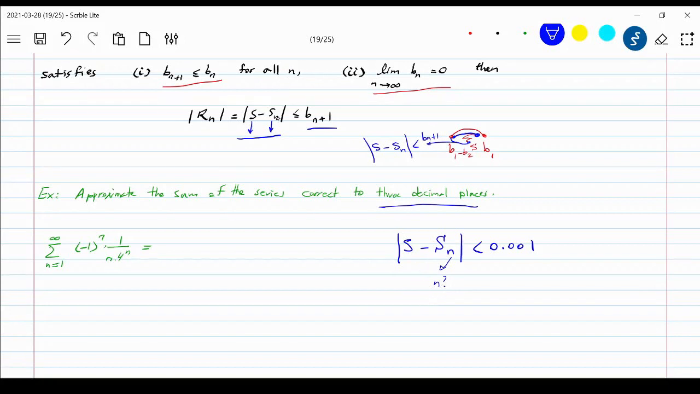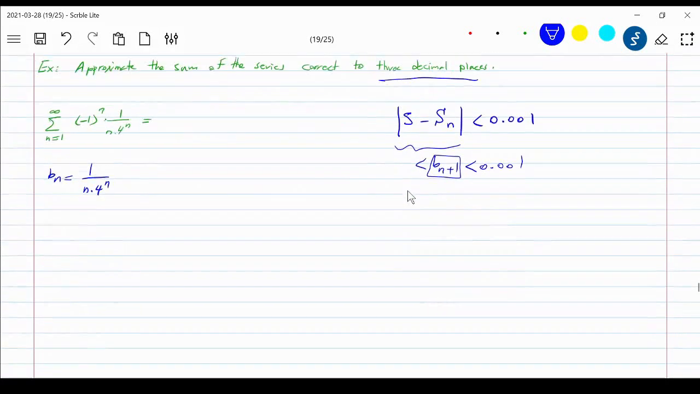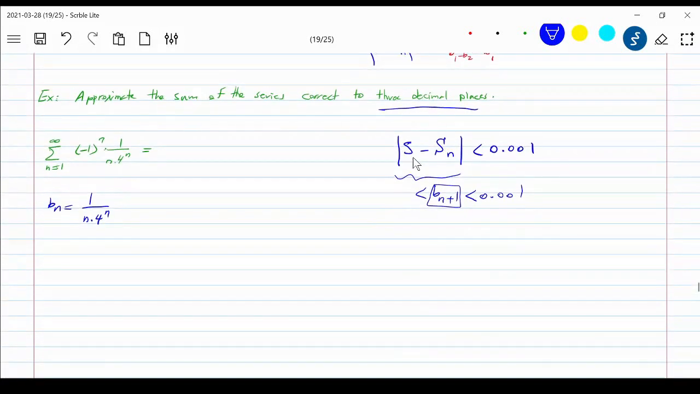Okay, and from this theorem, you learn that this difference, the remainder, is less than bn plus 1. So it's enough for me to say, okay, let's figure out where bn plus 1 is less than or equal to 0.001. Then I can find out what is n. So by the way, bn is 1 divided by n times 4 to the power n. So the question is, where do I get bn or bn plus 1? Where do I get this term, 1 divided by n 4 to the power n, to be less than 0.001?